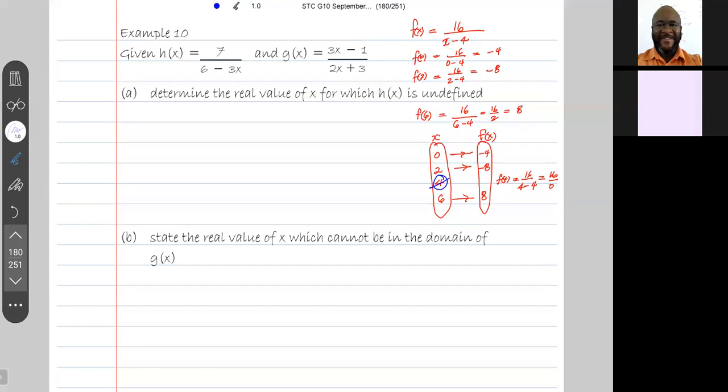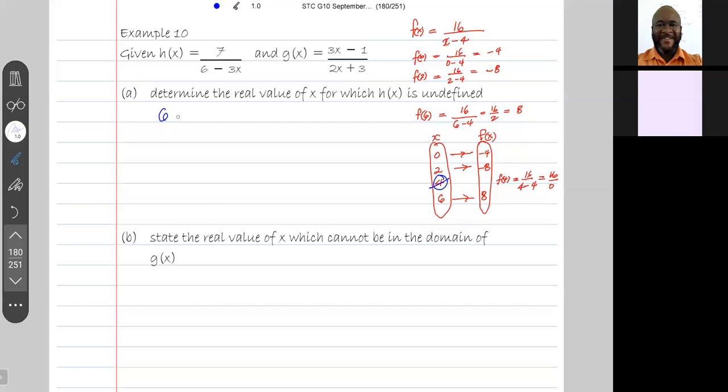Now, let me tell you what to do whenever you get these two questions. The two questions are worded differently, but they're asking the same thing. Determine the real value of x for which h of x is undefined. Remember, the denominator of a function must never, ever come out to be 0. So if this question is asked, you're going to put the denominator equal to 0.